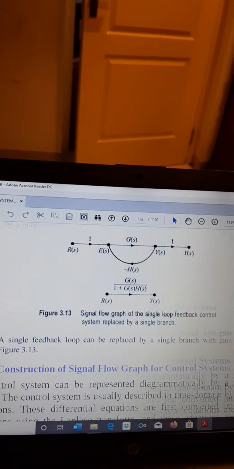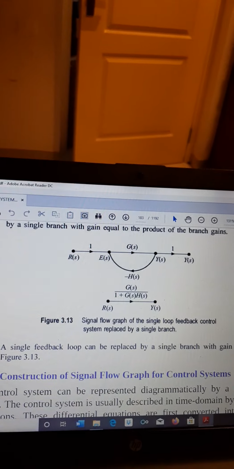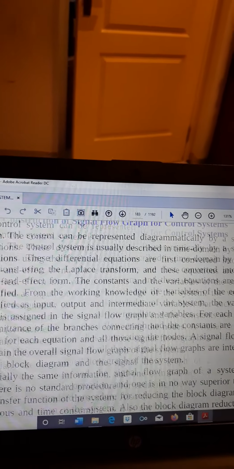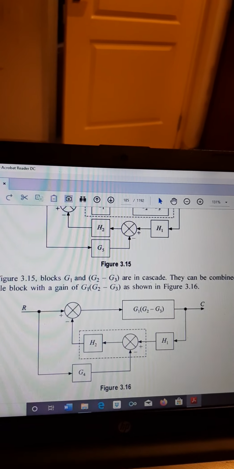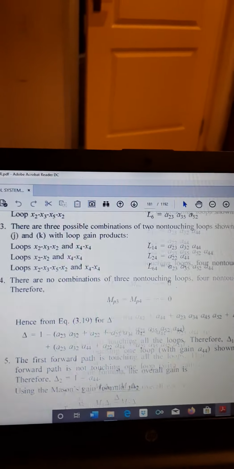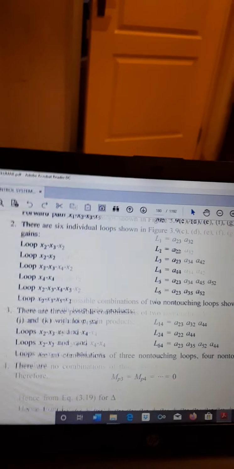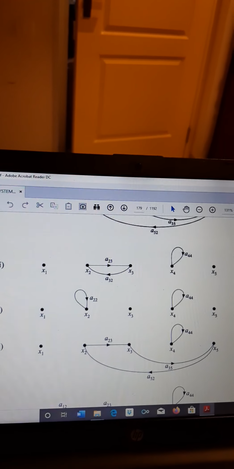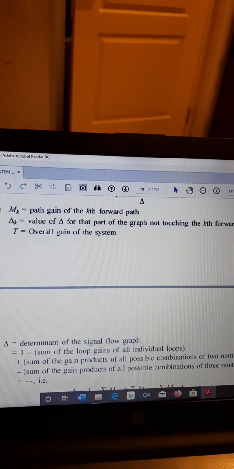It is very easy to understand that. Mason's formula, I think that you already studied. There is no need of explaining again and again. But still, in order to give a continuity, Mason's formula. This is an example they are explaining. See here. This is the formula.